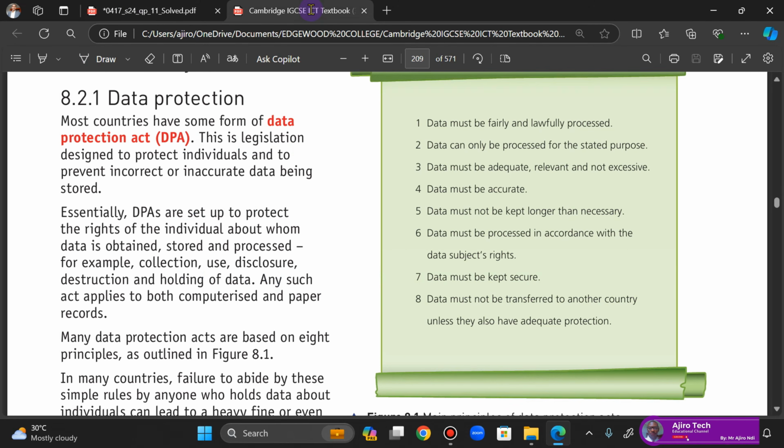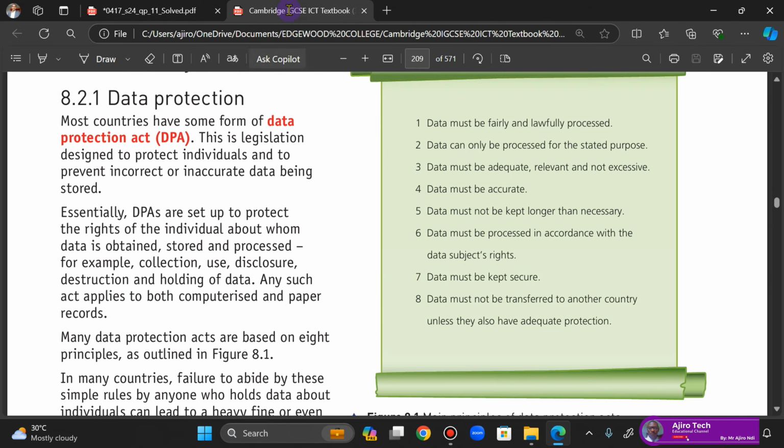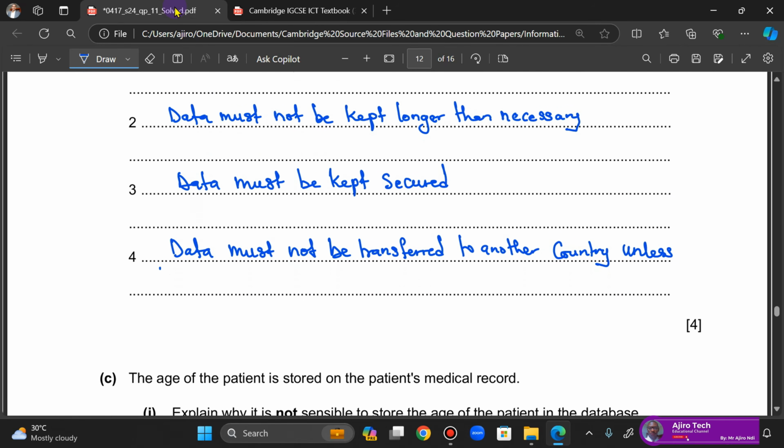What else? Data must not be transferred to another country unless they also have adequate protection.